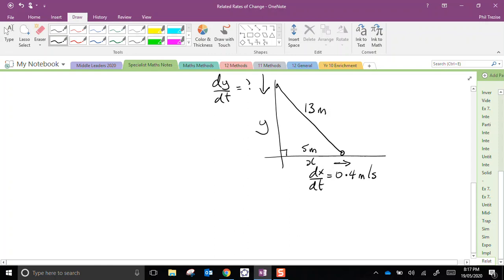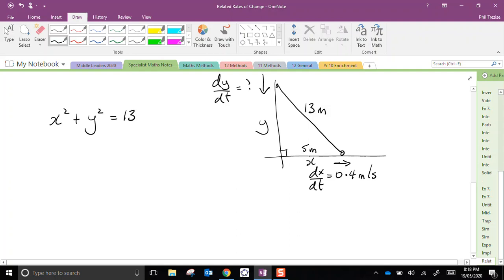And in an example like this, that's probably about all you'd be given. You may not even be told that this is dx dt. You'd simply be told the rate at which the ladder slides away from the wall. Now, we don't seem to have a function this time, but we will use our mathematical sense to form our own function. We would obviously note a right angle triangle here. So Pythagoras would tell us that x squared plus y squared equals 13.